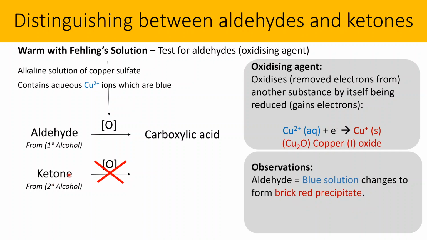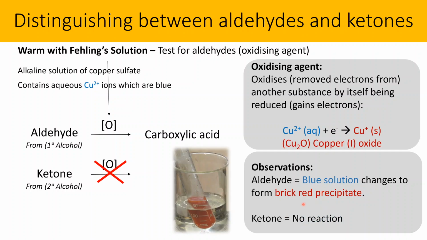Now, the observation with the ketone, well, as it's never oxidized itself, it can't give the oxidizing agent, the Fehling's solution, any electrons. So no reduction of the oxidizing agent takes place, so there's no reaction, no change, so the solution will stay blue. Okay, and there's an example of what the Fehling's solution will look like after it's oxidized an aldehyde and itself been reduced to form the brick red precipitate.